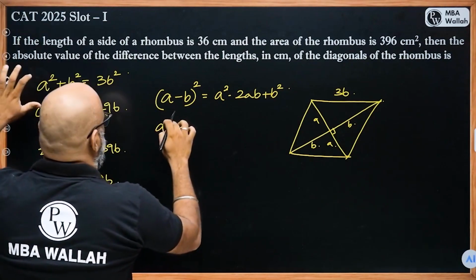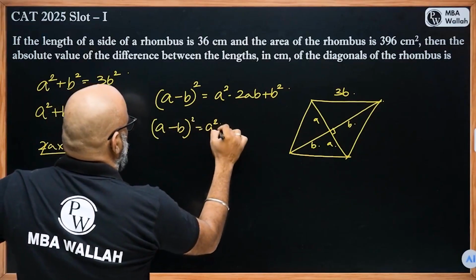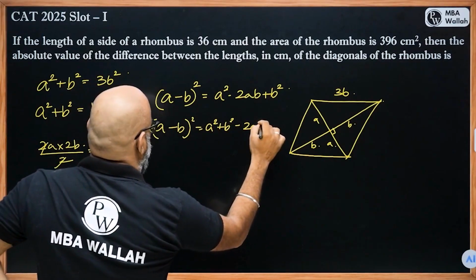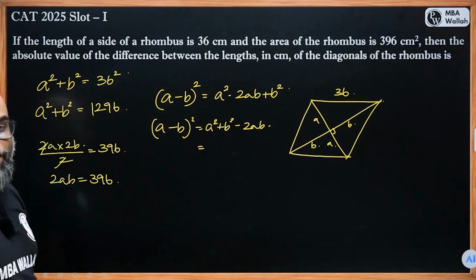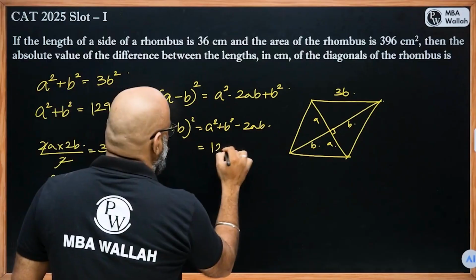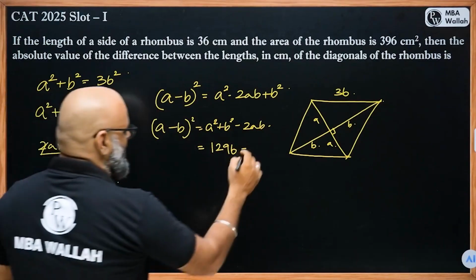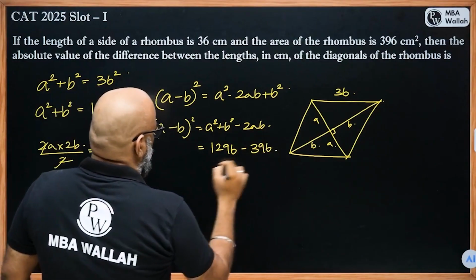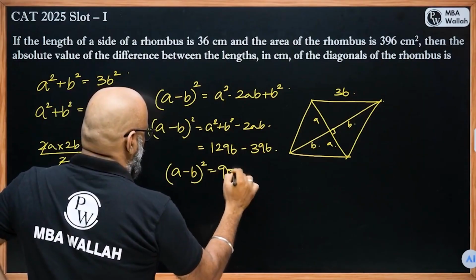A minus b the whole square is equal to a square plus b square minus 2ab. So a square plus b square is 36 square, which is 1296. 2ab value is 396. So a minus b the whole square is equal to 900.